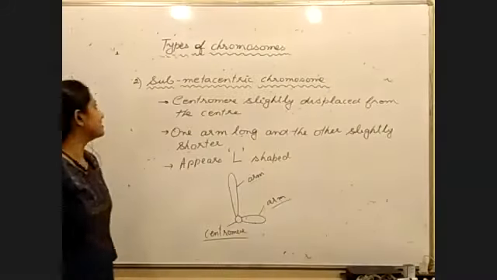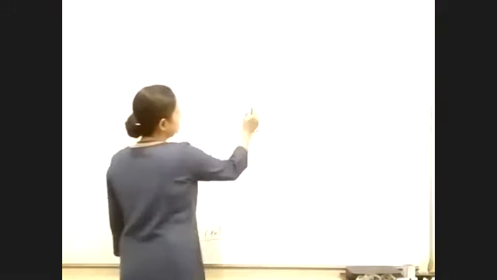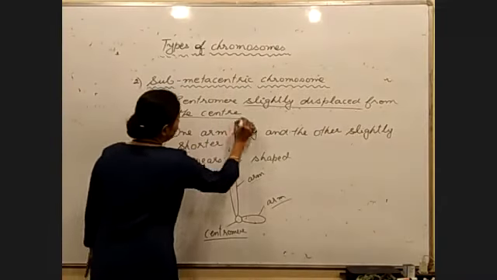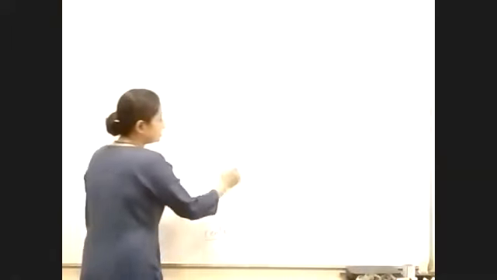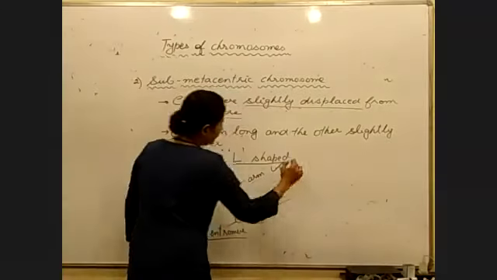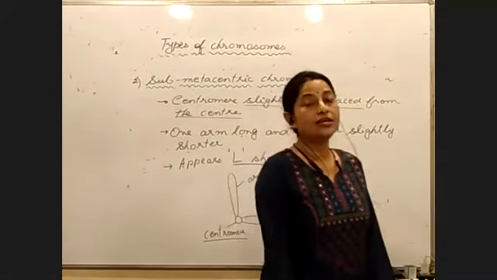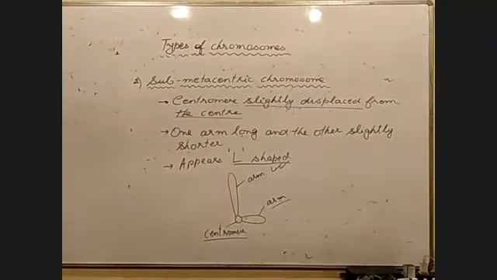The next is submetacentric. Submetacentric, the centromere is slightly away from the center, right? And obviously this is important. If it is a V shape, it is called as metacentric. If it is an L shape, it is called as submetacentric.